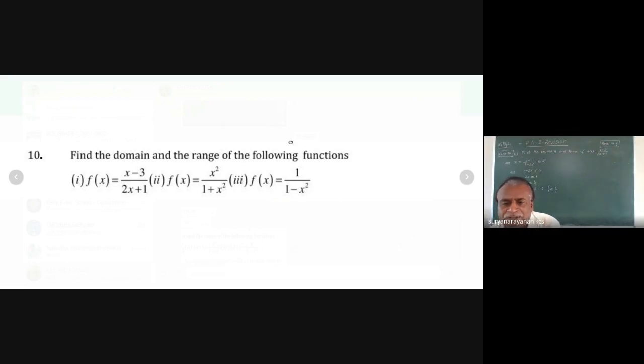Now come to the next point, next question. See, next question. Same, we follow the same procedure. To find the domain and the range of the given function, we follow the same steps. What is f of x here? What is f of x? What is f of x? x square by 1 plus x square.